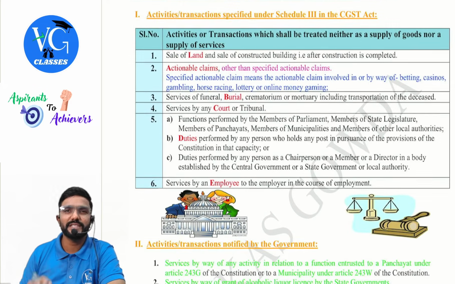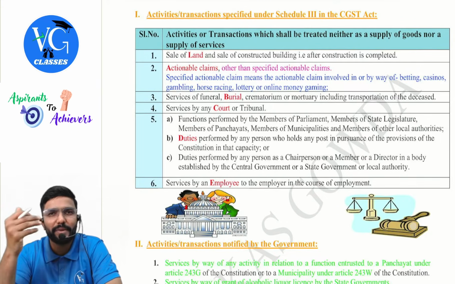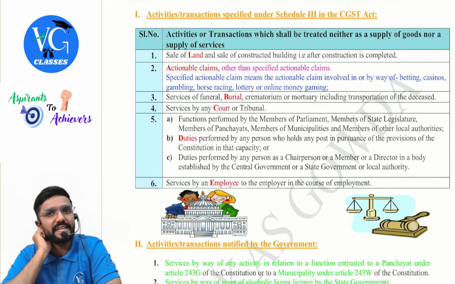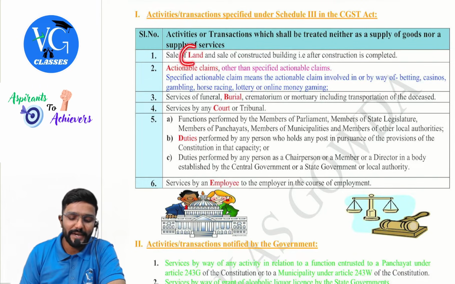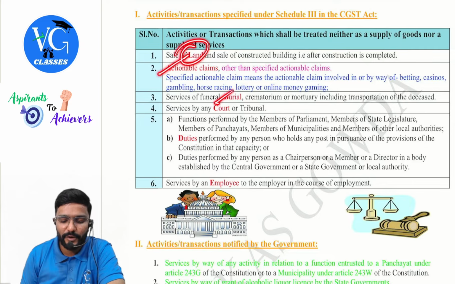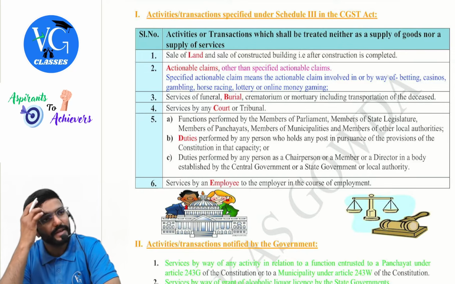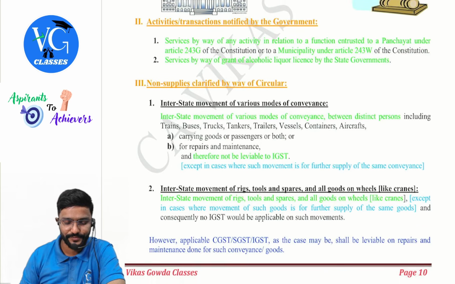Sir, you told you have arranged in some order. No, sir. Which order? Negative list. I am giving one shortcut to remember. Learn A, B, C, D, E. Learn A, B, C, D, E. A for actionable claim, B for burial, C for court, D for duties, E for employment. Employment service by employee, guys. Okay, I have also arranged it and I have highlighted that, guys.